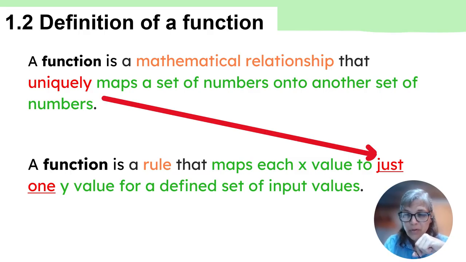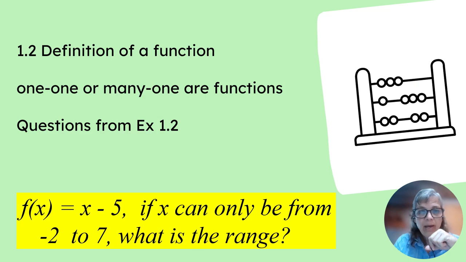So we talked about the vertical line test. And you should be able to do any questions now from exercise 1.2 also. And this notes again that one-to-one or many-to-one relationships are functions, but not one-to-many or many-to-many.